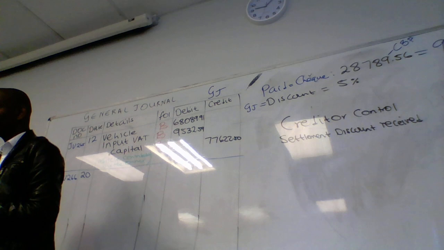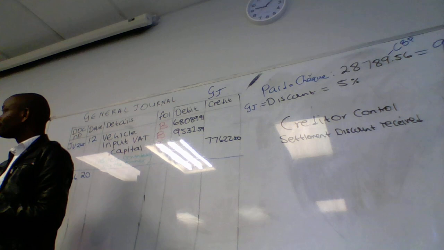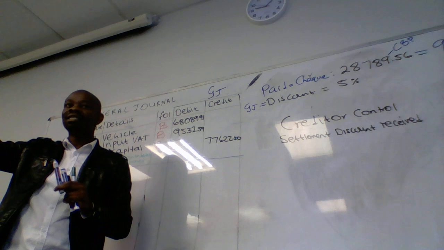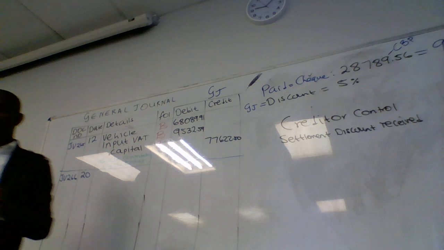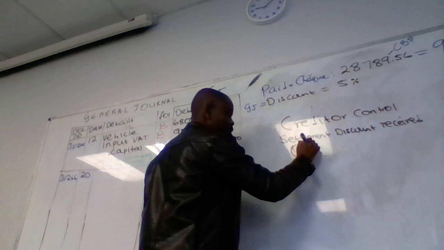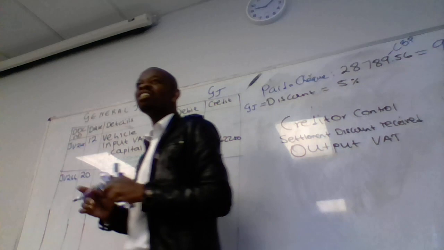So meaning if ever it was a debit, it was going to go with input VAT. Yes, and that discount will be settlement discount granted. Write it down: settlement discount granted will go with what? Input. But I don't want you to memorize, unfortunately. That's why I explain why we do that. We are reversing the input. So with settlement discount received, the other account is going to be what? Output. It will never change.